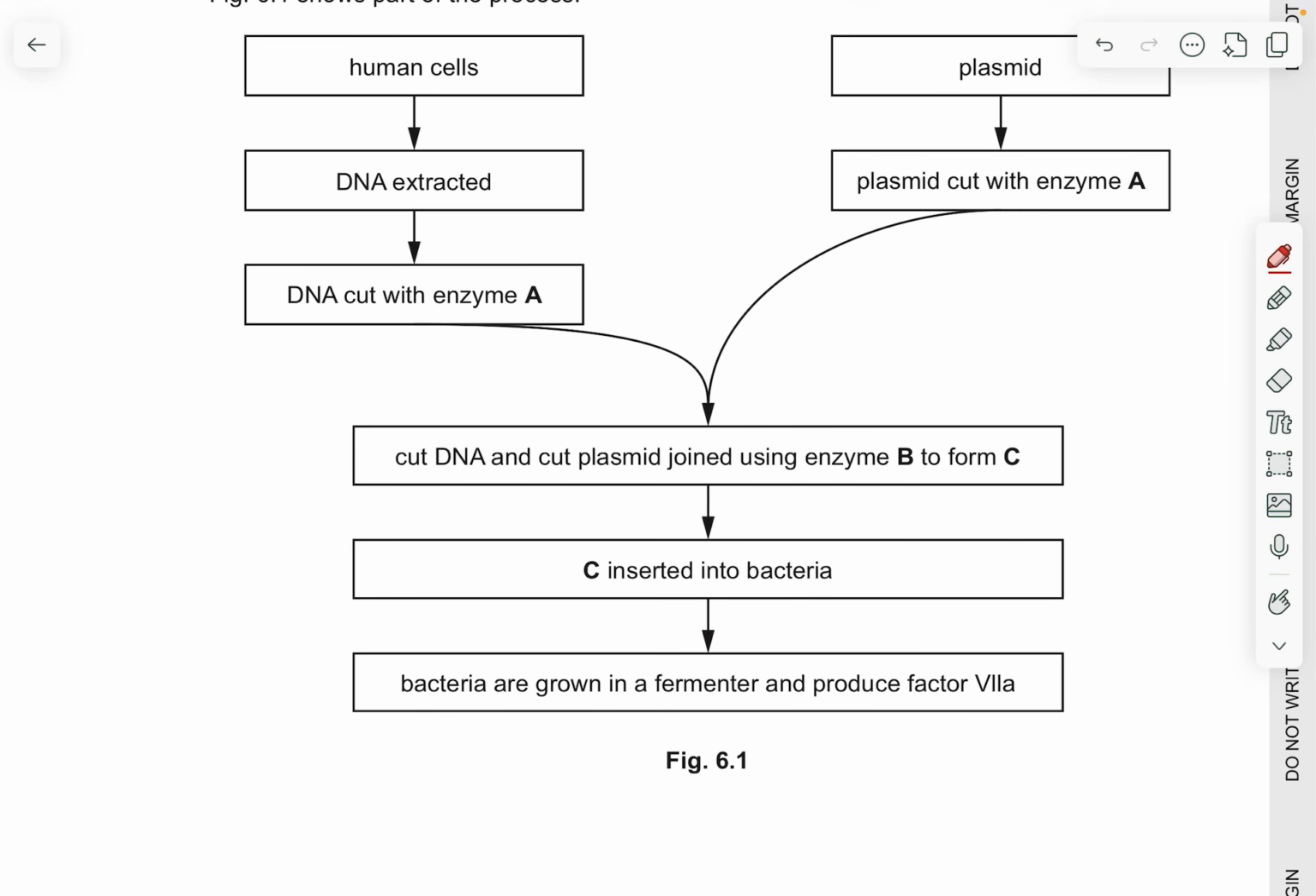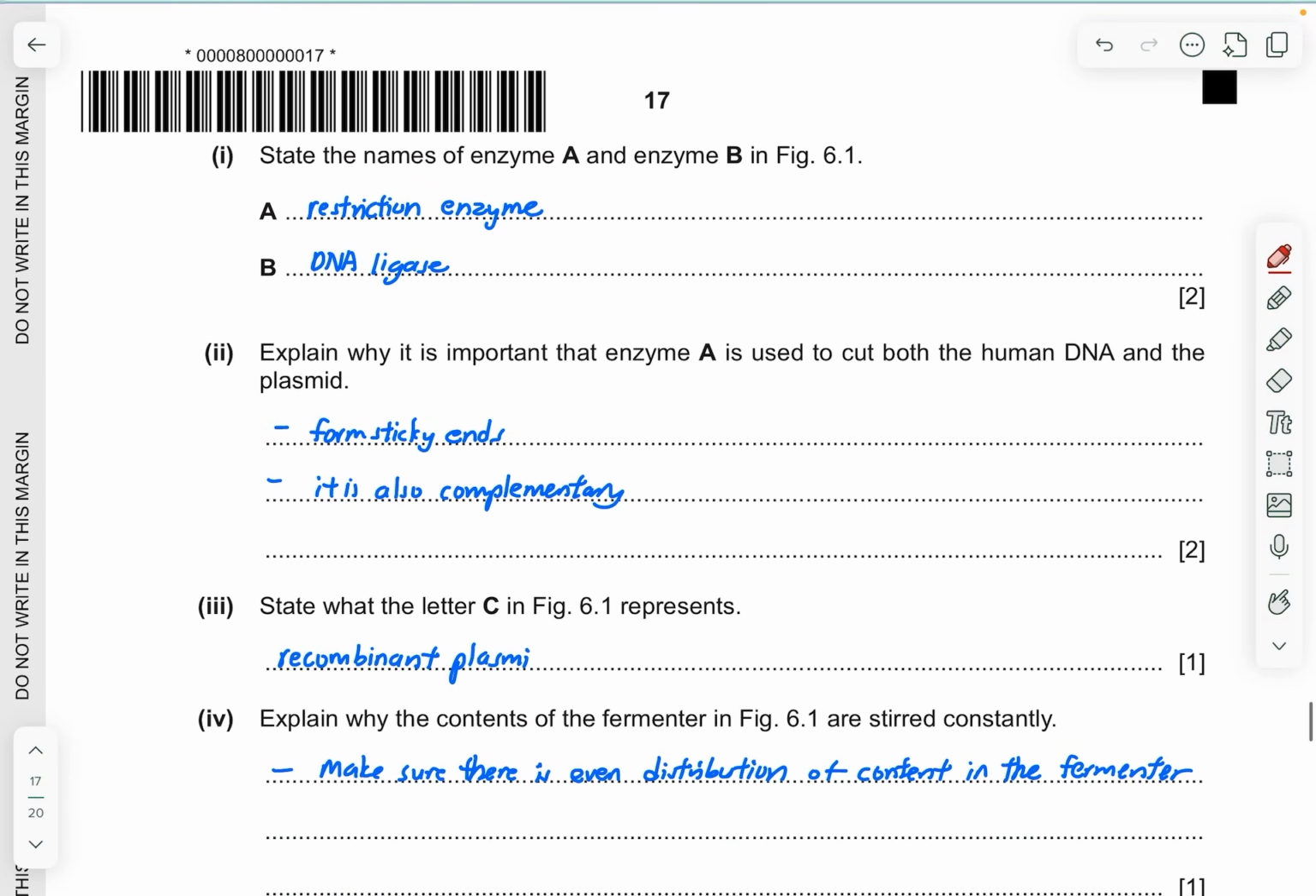They will help you to form the sticky ends to basically glue them together so that you can form a recombinant plasmid. So part 2, explain why it is important that enzyme A is used to cut both the human DNA and the plasmid. First is because you can form sticky ends. Second is that both of the DNA will be able to form complementary shapes so they can actually bind together accurately.